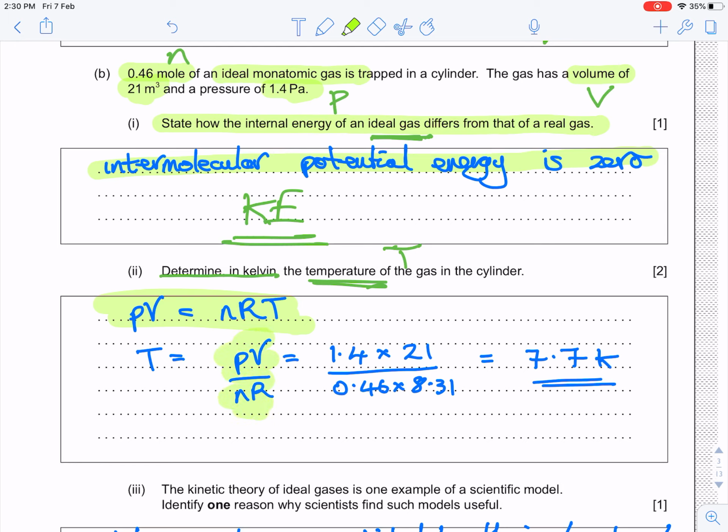So I already know from previously that the pressure was 1.4 pascals, that's an SI unit, that's okay. The volume is in meters cubed, 21. The number of moles is 0.46, and this is the molar gas constant, 8.31 from my data booklet, R. And my answer will be in Kelvin, and it comes out at 7.7.